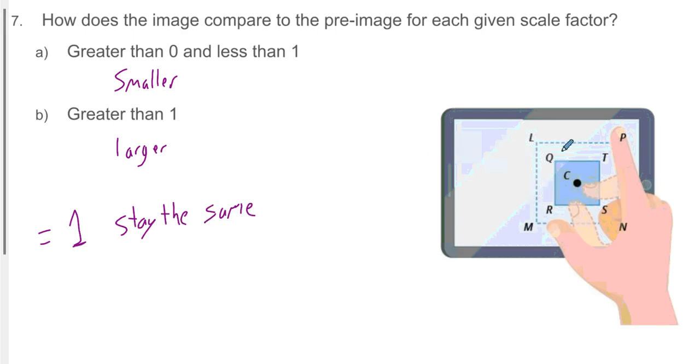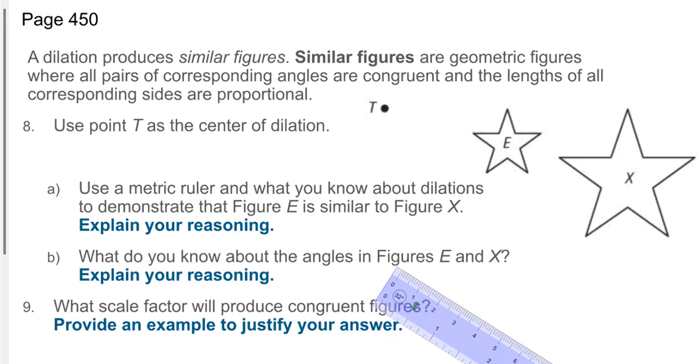So this is now a non-rigid transformation. Before, when we did rotations, translations, and reflections, they were rigid, where we weren't changing size, and it stayed the same. So if I do a dilation with a scale factor of 1, it stays the same. It's not really doing much. So dilation produces a similar figure. Similar figures are geometric figures where all corresponding angles are congruent and lengths are proportional.